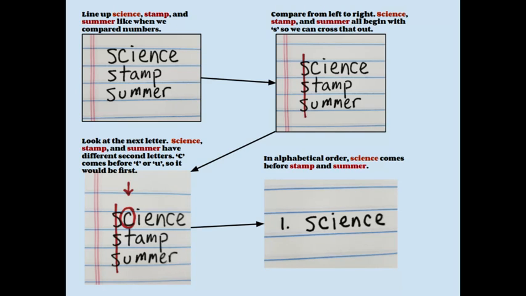Science, stamp, and summer all begin with the letter S, so we can cross that out. Then we look at the next letter, so the next letter to the right. Science, stamp, and summer have different second letters. C comes before T or U, so it would be first. So science would come first in alphabetical order. So in alphabetical order, science comes before stamp and summer because C comes before T and U.